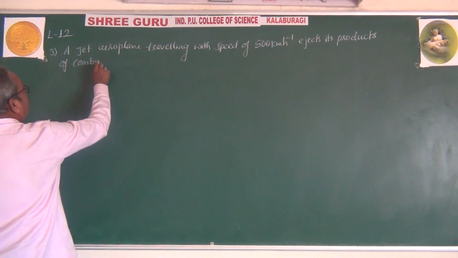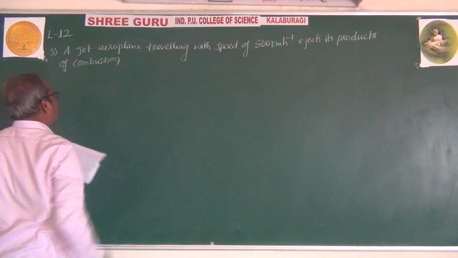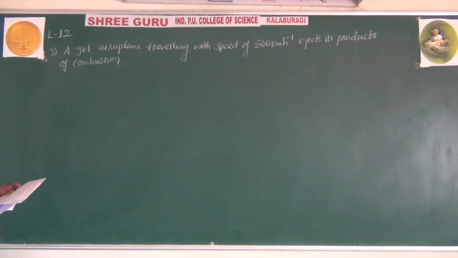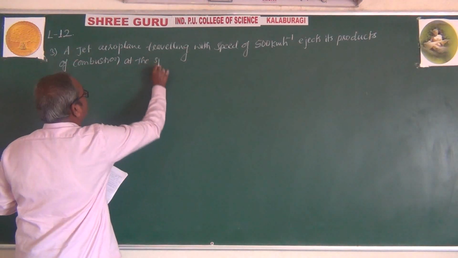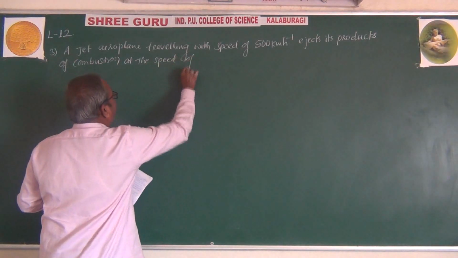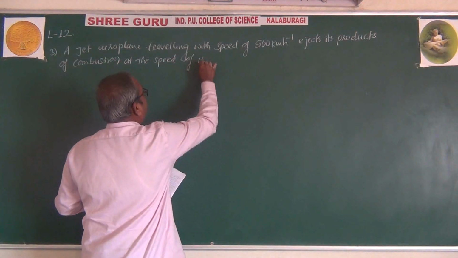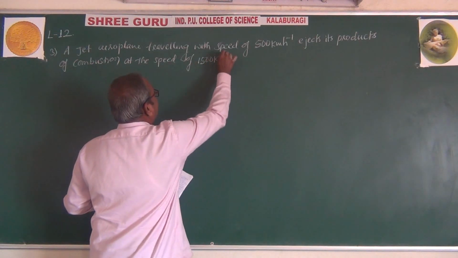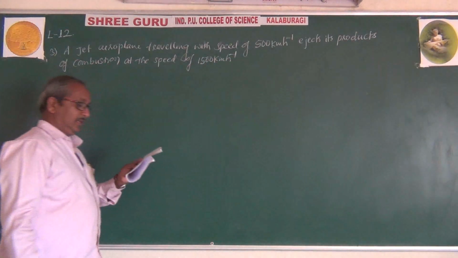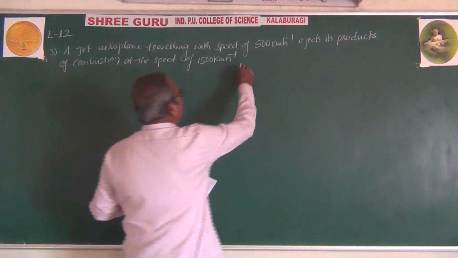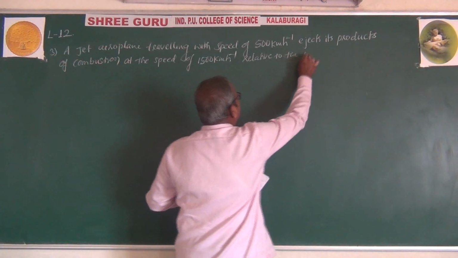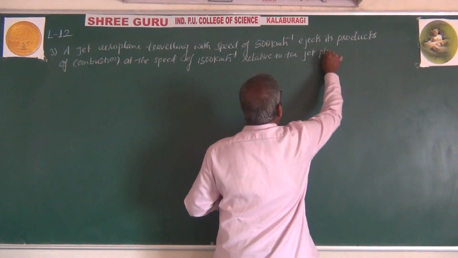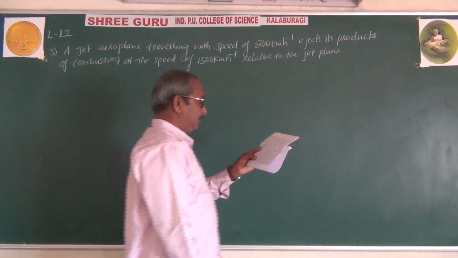Whenever the fuel starts to burn, it leaves the gas, which we will call the products of combustion, at the speed of 1500 kilometer per hour relative to the jet plane.